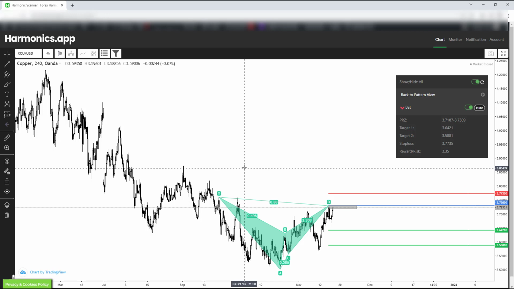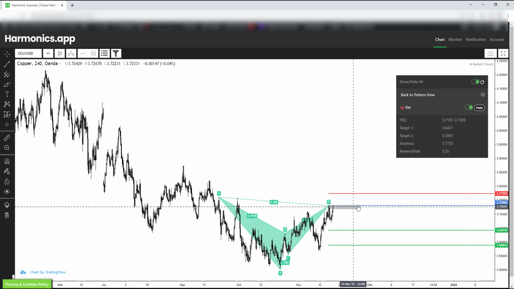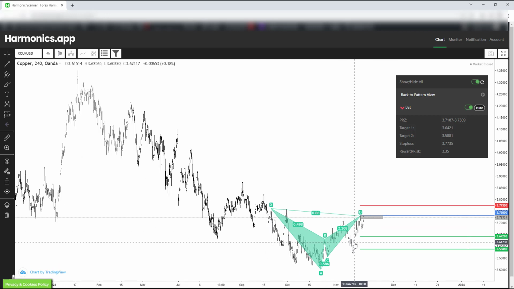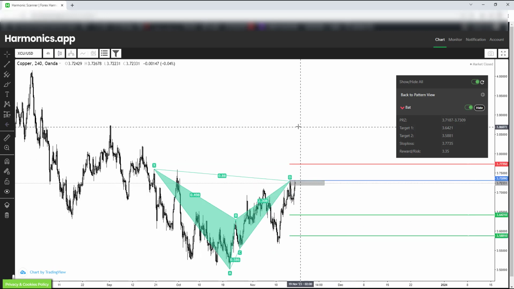continue to discuss how this bat pattern looks, and whether these levels, stop loss, first take profit and second take profit, are valid ones, are they okay or not, based on the analysis.